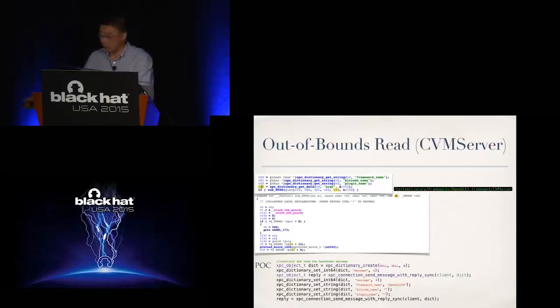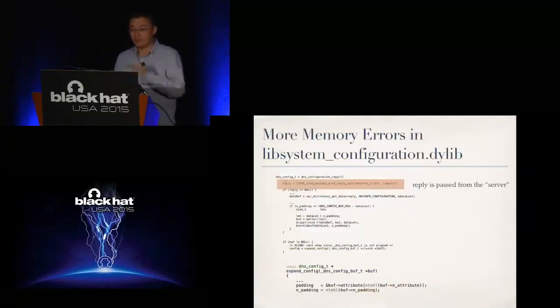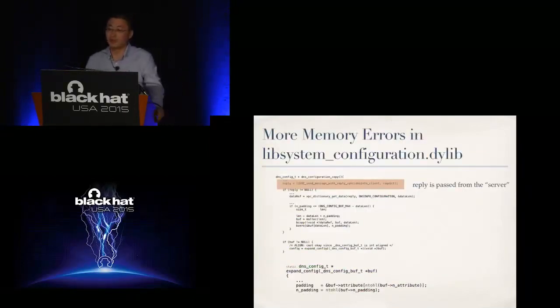And then you can also find the POC code here. Besides the memory read errors, we also find a lot of memory errors in this library. You can find the source code of this library on Apple's website. Let's quickly go through the source code. You can easily understand why they made the mistake.